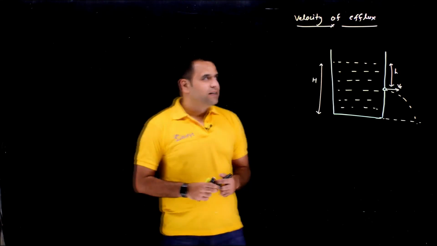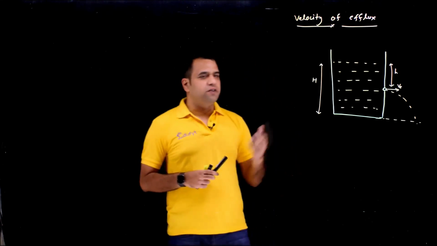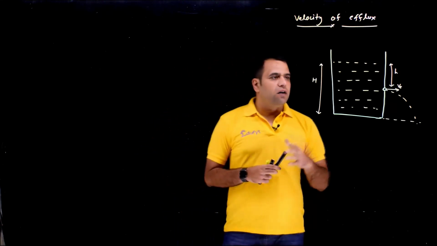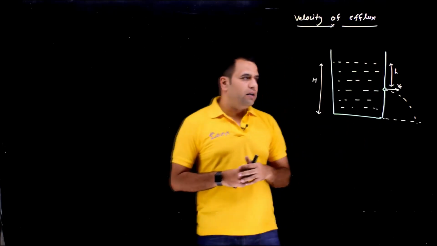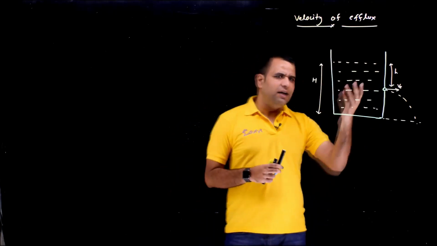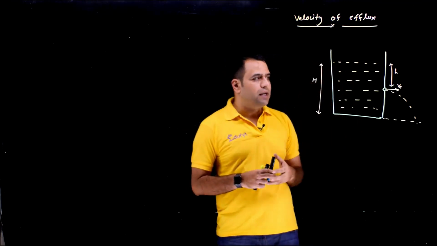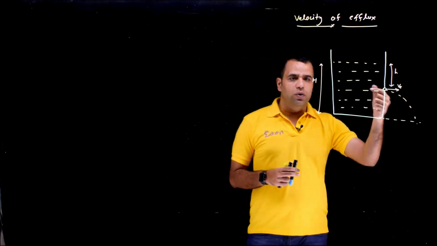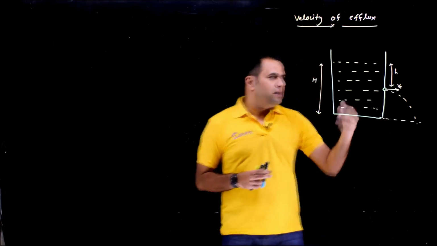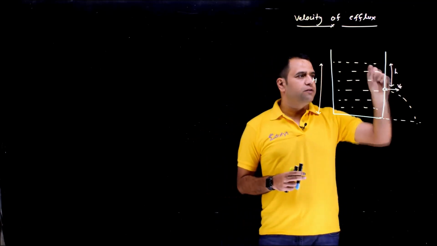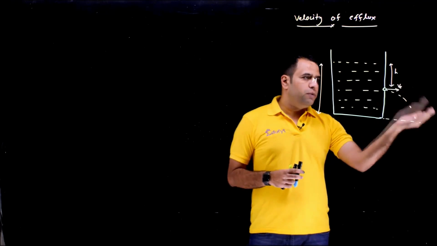Hello. So now we'll study the velocity of efflux. We have this container, and in this container there is water. It can be some other liquid also, and this water is up to height H, capital H. If we have a hole in this container at a depth small h from the topmost point, some fluid will be going out.